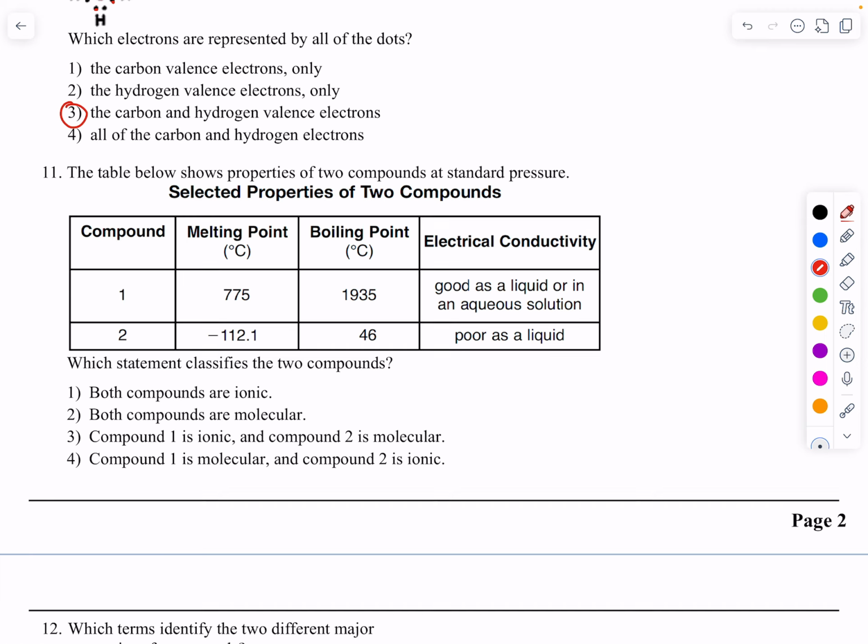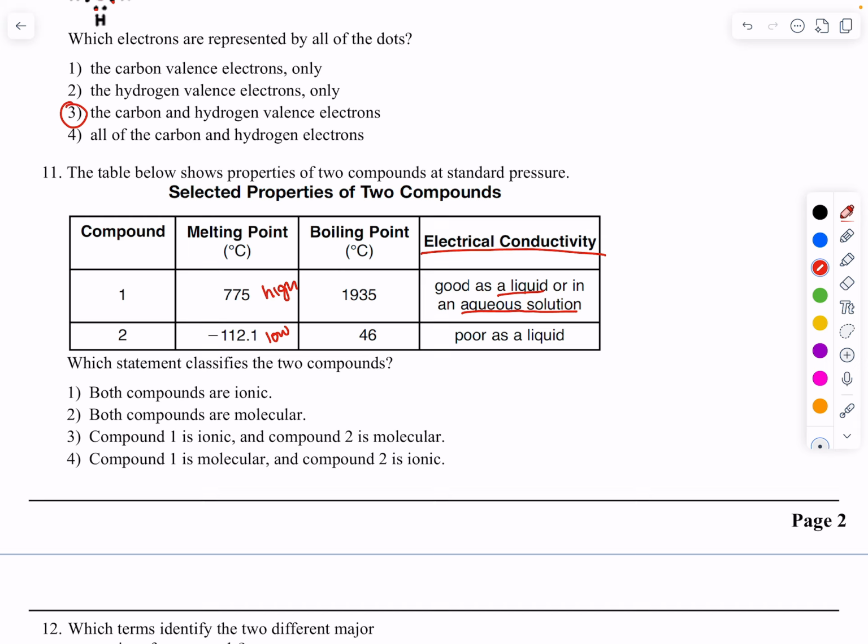Question 11 with a table here. Which statement classifies the 2 compounds? So let's take a look at their melting points. So melting point of compound 1 is high. Comparatively, this one is very low. Boiling point, same thing. Compound 2 is a low one. Compound 1 is very high. Electrical conductivity. This can conduct well as a liquid or an aqueous solution. It does not say solid, notice that.